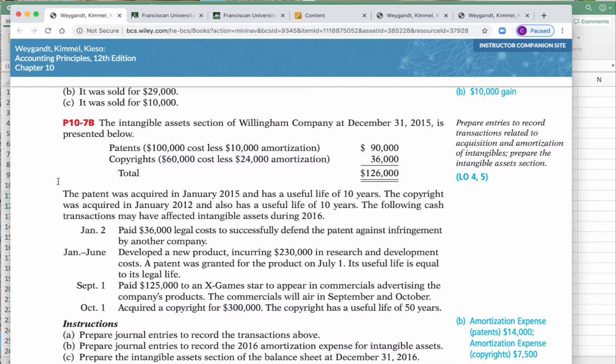So they tell us that the copyright was acquired in January of 2012. Patent was acquired in January of 2015. Each of those have a useful life, okay? They give us some cash transactions that we need to journal, which we will, and then after we journal the transactions, they want us to prepare journal entries to record the 2016 amortization expense for those intangibles, and then they want us to prepare the intangible asset section of the balance sheet as of 12/31/2016.